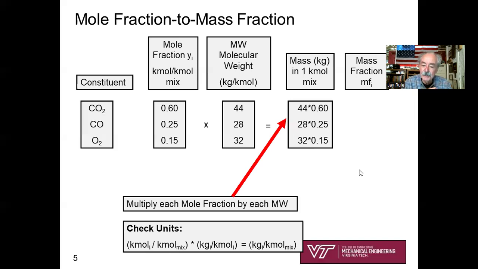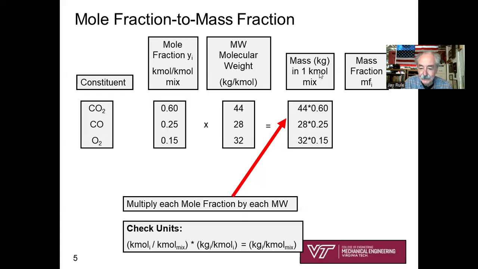Now, the mass in 1 kilomole. Okay, so notice here in this column, look how this column adds up to 1.0. So basically, you've got 1 kilomole of the mixture. So if I multiply kilomoles per kilomole of mixture by the molecular weight, you see that I get the number of kilograms in 1 kilomole of mixture. So I'm going to multiply 44 by 0.6 to get that number. Going to multiply 28 by 0.25 to get that number. 32 times 0.15 to get that number.